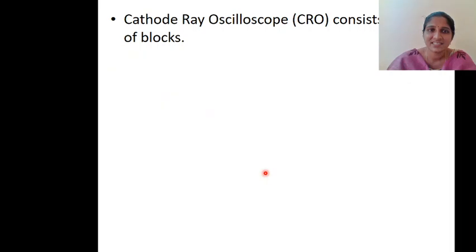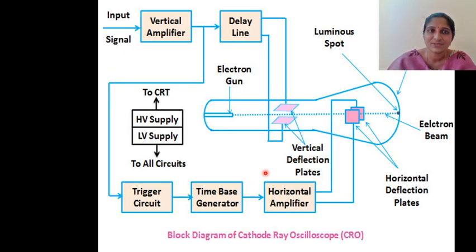That we have studied here. Once again I am showing you. The vertically amplified signal is given to the delay line circuit, and the signal from the delay line circuit is given to the vertical deflection plates. This is how we can write it down.